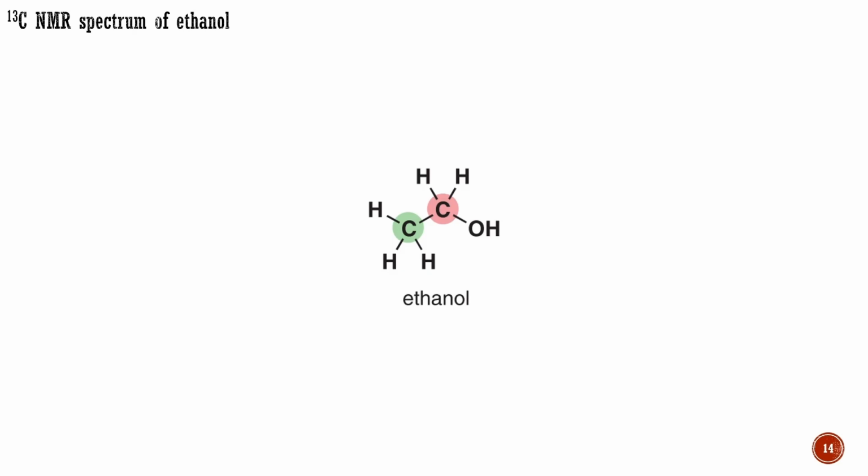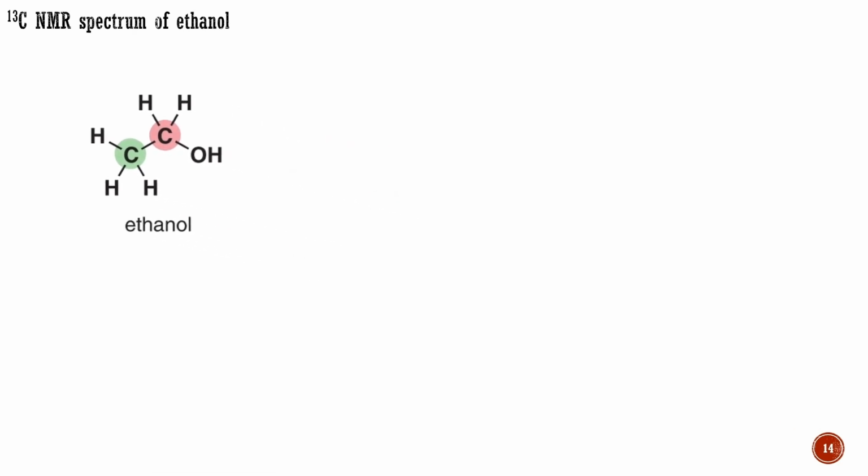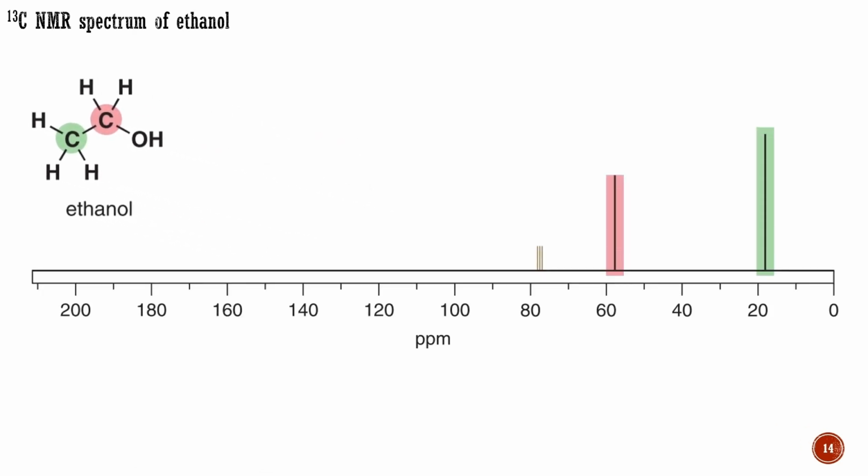Since the red carbon is less shielded from the applied external magnetic field, we can call it deshielded. As the carbon attached to the oxygen feels a stronger magnetic field, there will be a greater energy difference between the two alignments of its nucleus. The greater the energy difference, the higher the resonant frequency, as energy is proportional to the frequency. So, for ethanol, we would expect the red carbon, with the OH group attached, to resonate at a higher frequency than the green carbon, and indeed this is exactly what the carbon NMR spectrum shows.